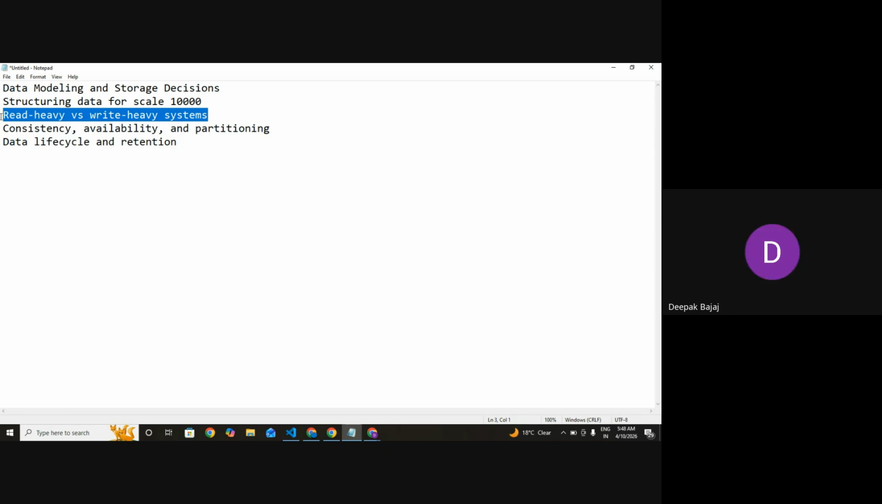So now consistency, availability, and partitioning. You need to discuss them in the context of this only, not in a generic context. Consistency, availability, and partitioning.